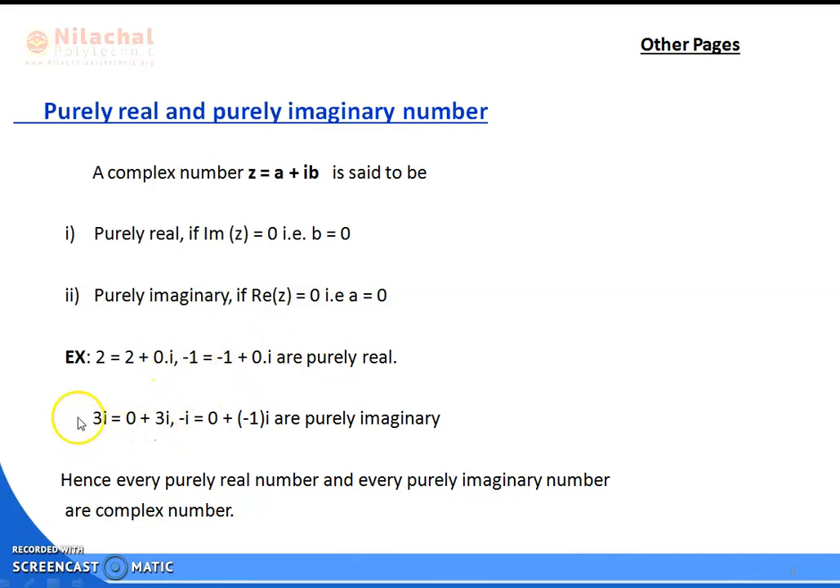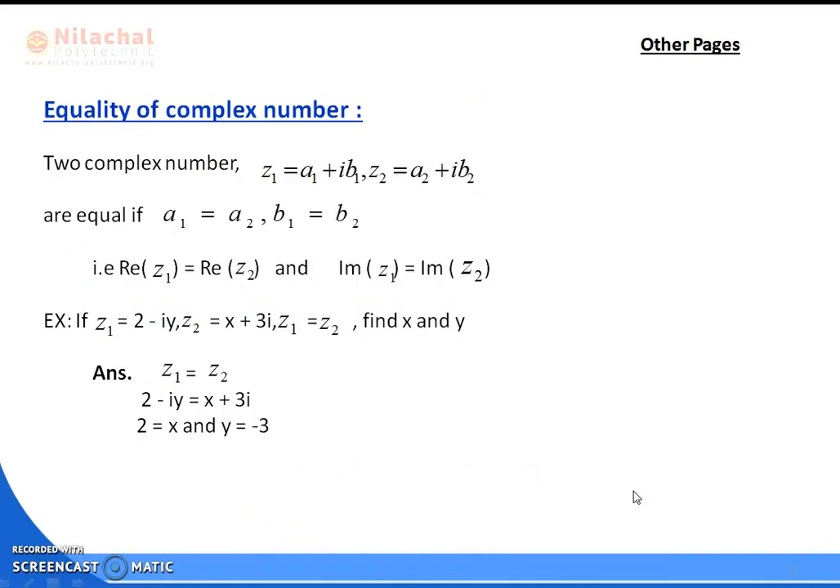Similarly, come to another example, 3i. 3i can also be written as 0 plus 3i. Here you can see the real part is 0. Already I have mentioned, if the real part is 0, that number is known as purely imaginary. So here these numbers are purely imaginary. 3i, minus i, these are all purely imaginary. Hence, every purely real number and every purely imaginary number is a complex number. Complete.